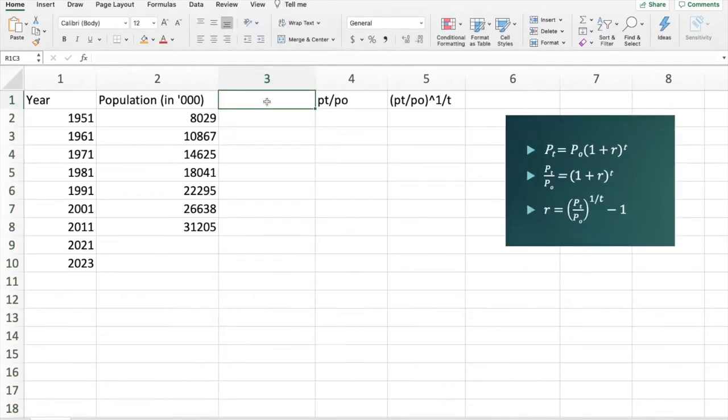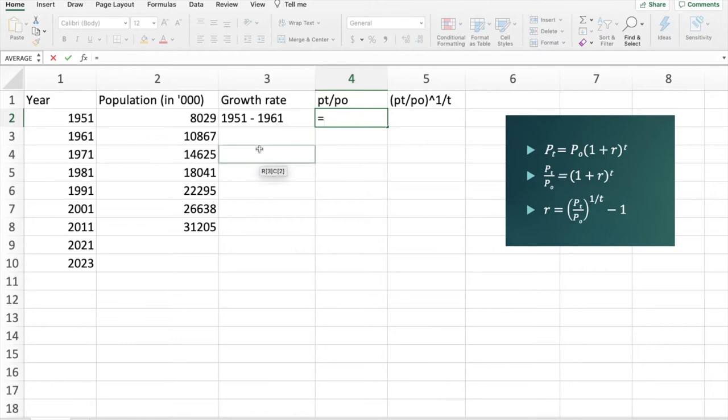So let us first write growth rate. We are going to calculate the growth rate between 1951 and 1961, between these two years. So what will be our Pt then? This will be our Pt, the final year population, and P0 is the initial year population. So write equal to, select this one, divided by this one, then we get the value of 1 point this value.